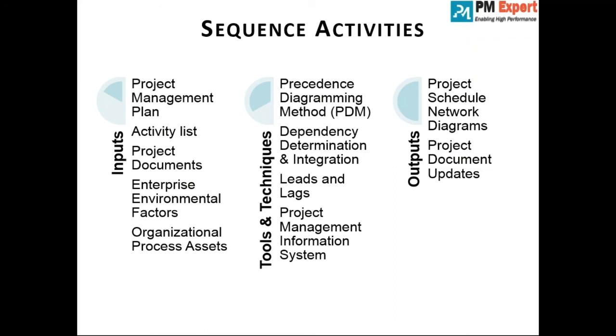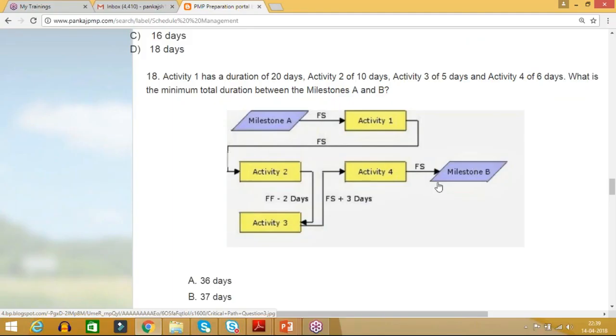Now, so far we have done three processes: plan schedule management, define activities, and sequence activities. Now it's up to you. Do you want a recap of whatever we have done so far, or do you want a new process to be started? We have done the logical relationship.